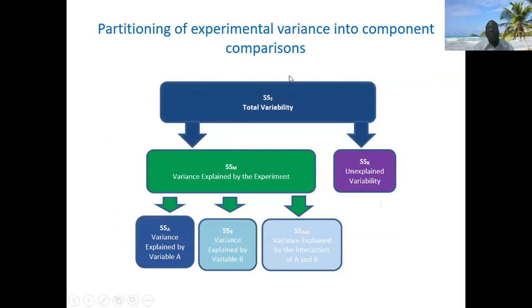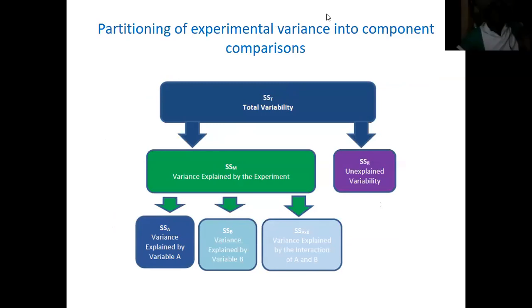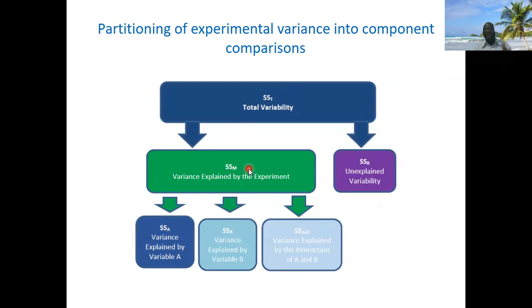This is the total sum of squares. Let me bring this notation. This is the sum of squares model. You remember in our one-way ANOVA, sum of squares between and sum of squares within. When we calculate the variance, we calculate the variance for between, which is the green, and the variance for within, which is the purple. F is the variance for between divided by the variance for within.